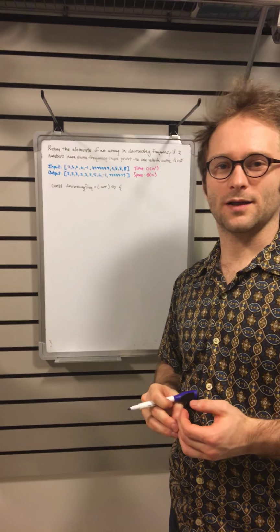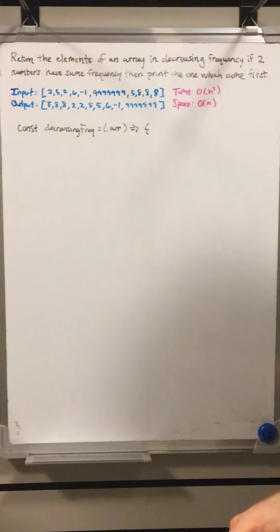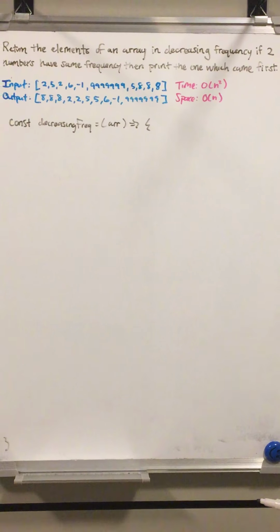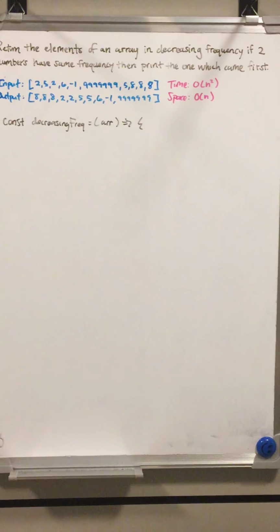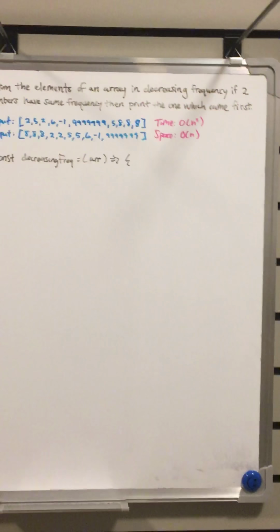Hi, today we're going to do Khan Academy Array Problem Set 2, number 10. So the problem says, return the elements of an array in decreasing frequency. If two numbers have the same frequency, then print the one which came first.